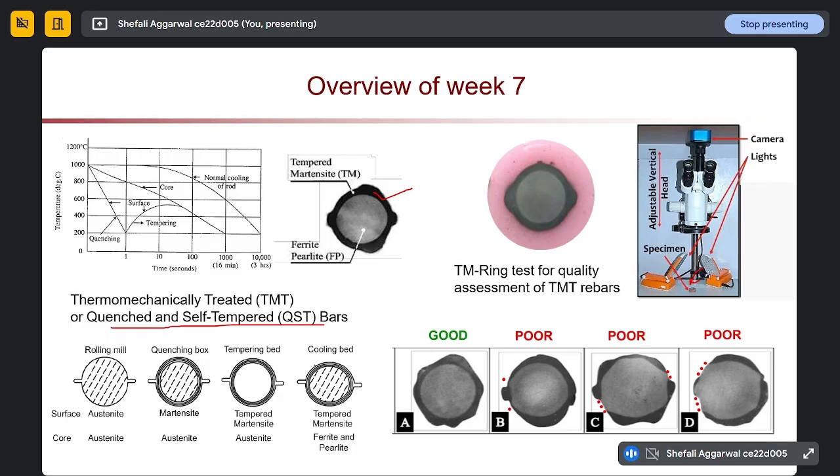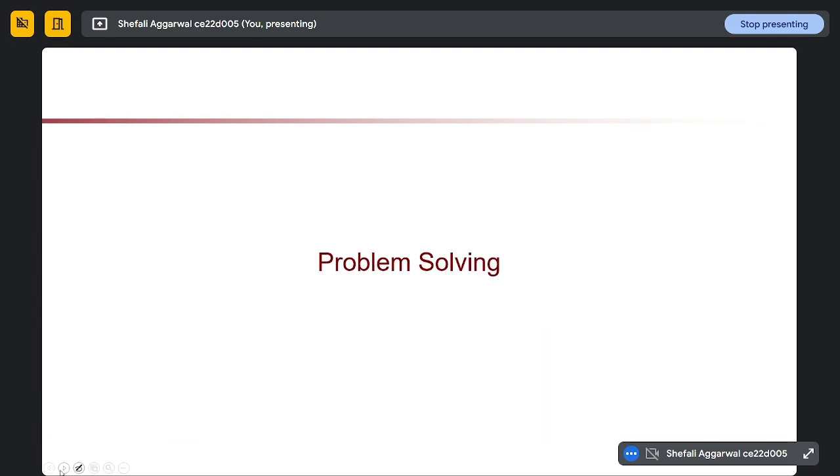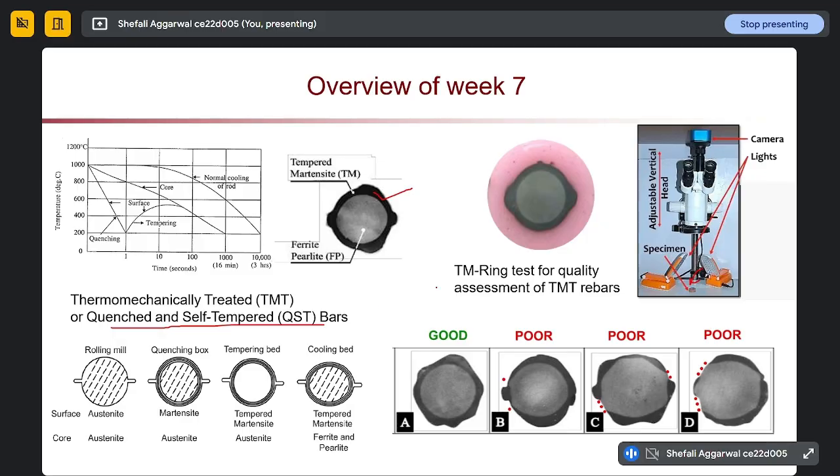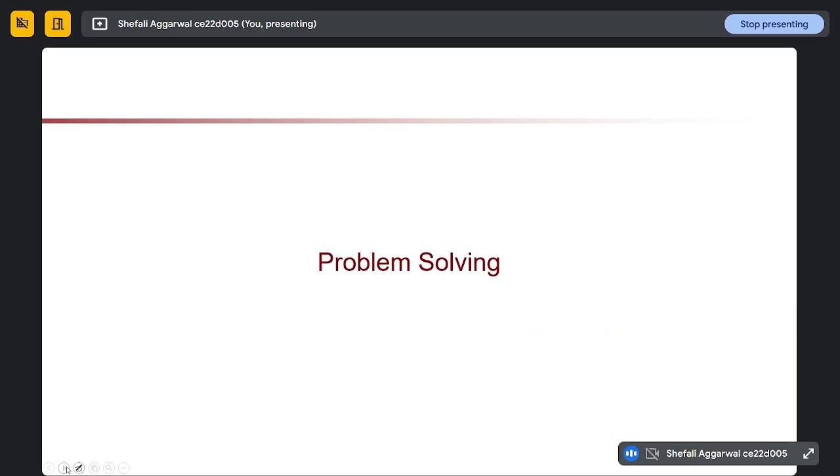So how to tell if your rebar is of good quality or not? If a ring is forming properly, then we say it is a good type of rebar. If it is not forming properly, then it is a poor quality rebar. Okay. So that is what you might have studied in week 7. If you have any doubt, you can ask me. Otherwise, we will go to the question and answer session.